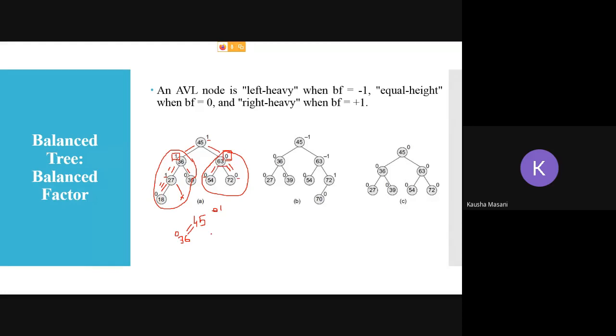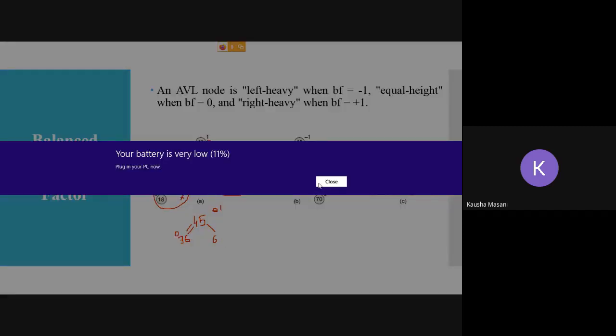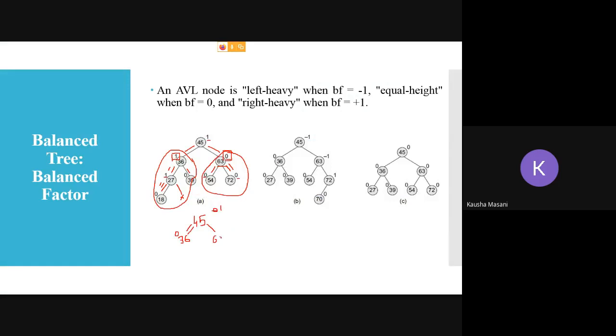Now the next insertion. Let's say it was 63. Okay, 63 is greater than 45. I am following the properties of my binary search tree. So 63 goes on the right side here. Okay, 63 is here.